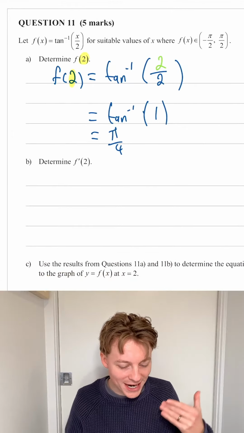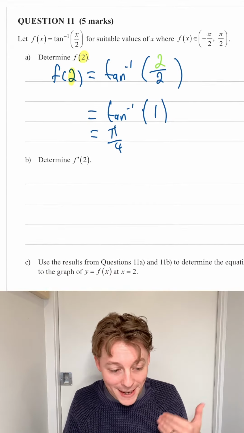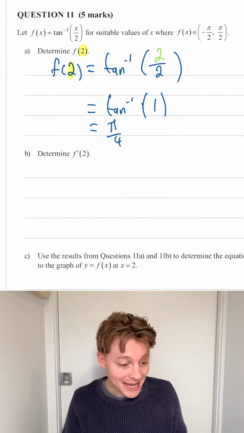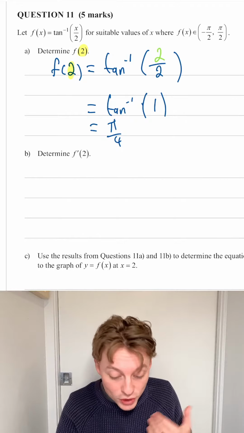If we come down to part B, I have the derivative of my function. And again, I want to find the value at 2. So it looks very similar to part A.